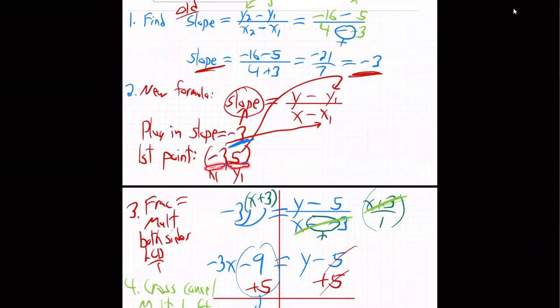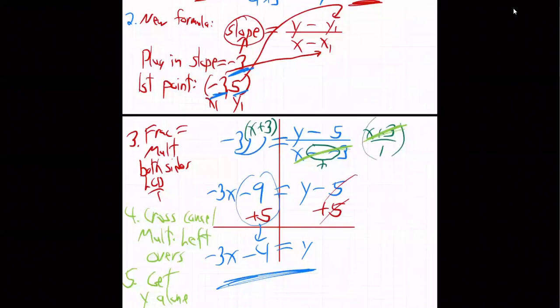Plug in x1, y1 in the back, plug in the slope in the front. And then we have a fraction. We know what to do with a fraction, multiply by LCD over 1, cross cancel here, multiply here, get y alone. There we go.